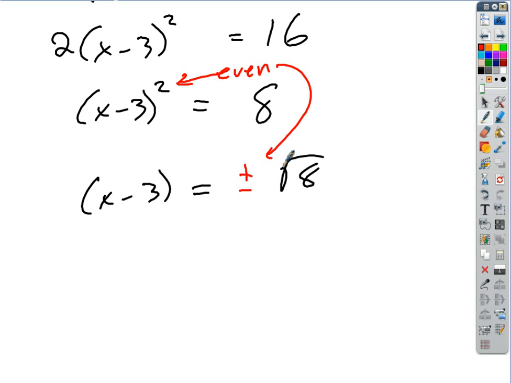Okay? And so then my answer ends up being, if I add 3 to both sides, 3 plus or minus square root of 8. Okay? There's my answer. No biggie.